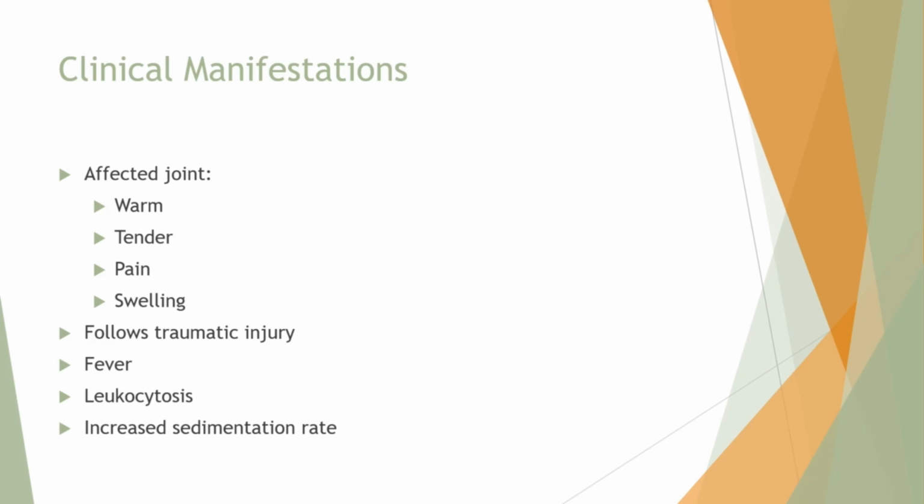Clinical manifestations you would see in the affected joint would be warm, tender, with pain and swelling. Often in the history, you'll see that it follows a traumatic injury. They will have fever, can see leukocytosis, and then increased sedimentation rate.